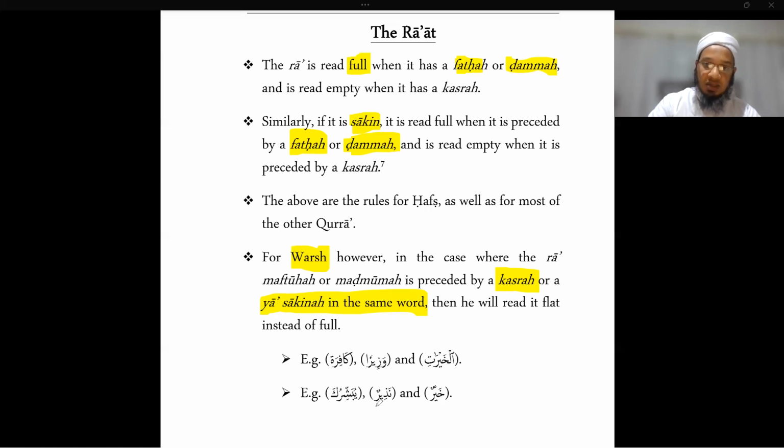They have nadhirun, it has a dhamma, and is preceded by a ya sakina, which is a letter of mad. So nadhirun normally, but for Warsh, nadhirun. You have the Ra madmuma, and yet it is preceded by a ya, which is a letter of lin. So again, it doesn't matter whether the ya sakina is lin or mad, the same rule will apply. So you have khayrun for the normal recitation, and khayrun for Warsh will be flat.